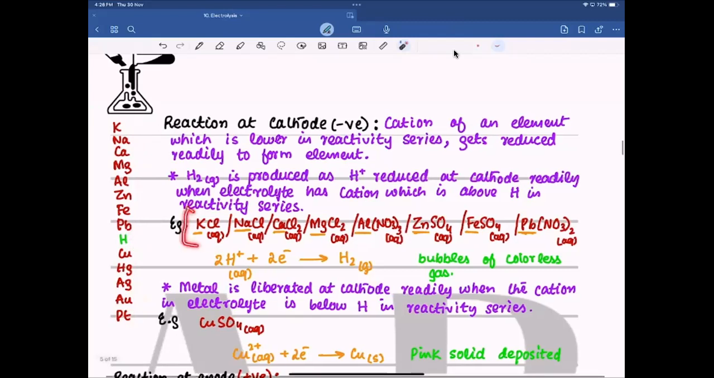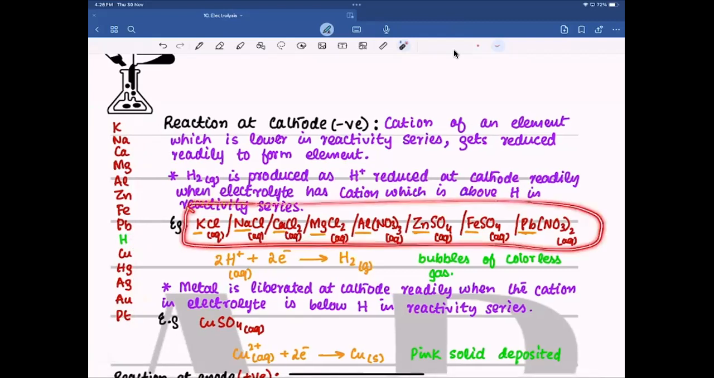The first example is where I have taken all these compounds in the aqueous form. All these compounds have cations from elements which are above hydrogen in the reactivity series. So the hydrogen ion will reduce at the cathode and we are going to observe bubbles of a colorless gas.